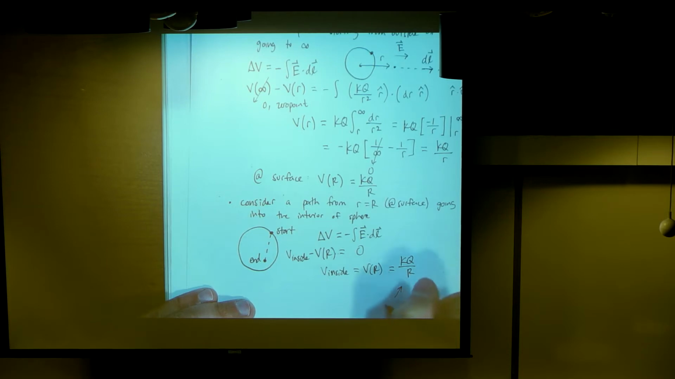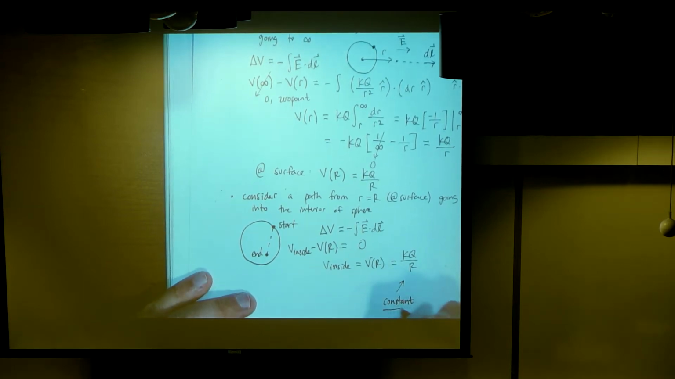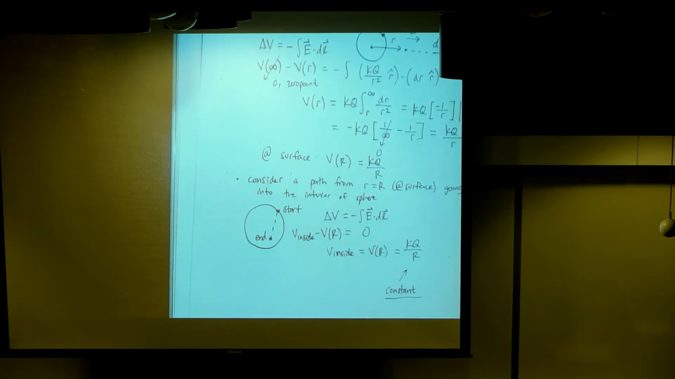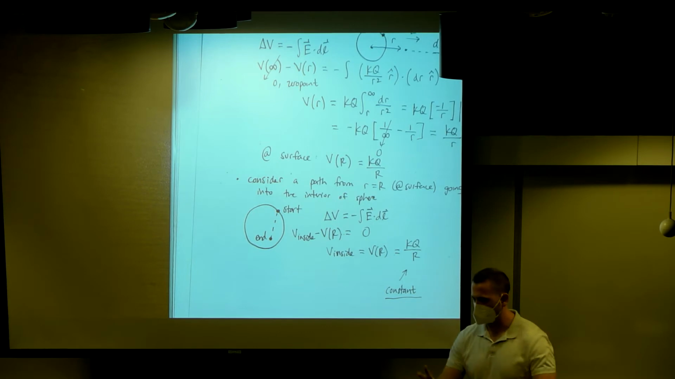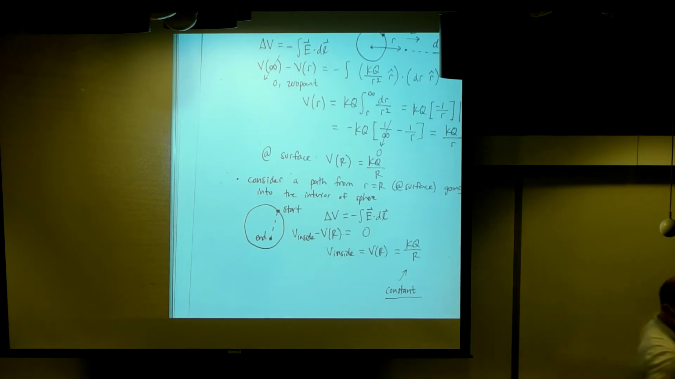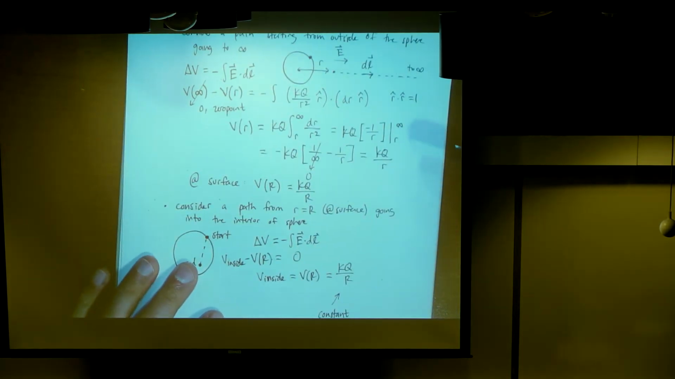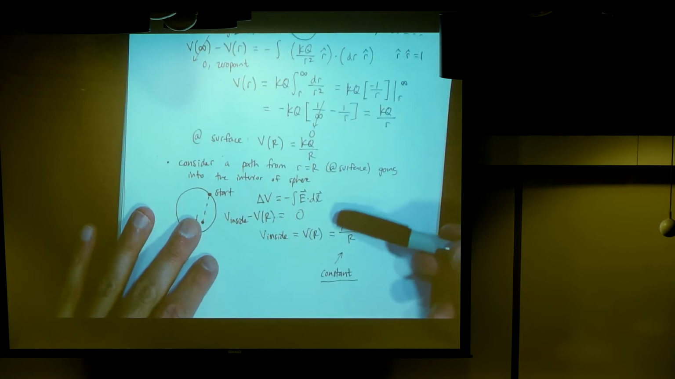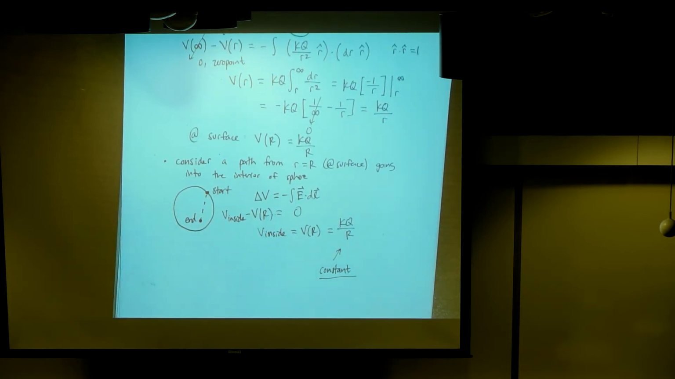And it's important to note that this is a constant now, okay? Because little r is the distance that can change, but big R is just a constant, okay? It just tells you how big the sphere is. So what we have is, as long as we're outside, the potential appears to be decreasing with distance according to this formula, but when we're inside, it's just constant according to this formula, okay?